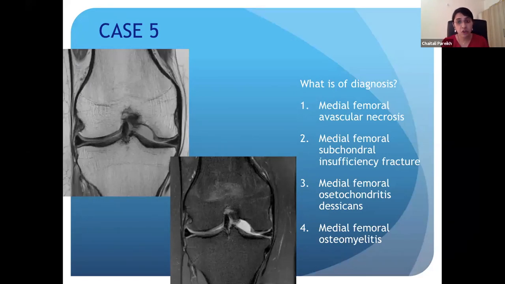Okay, most of you have got it right, which is osteochondritis dissecans. I'm very happy that none of you have mentioned it as avascular necrosis, because that's a very obvious finding and you don't see a geographic area of AVN. And none of you have mentioned it as an osteomyelitis. So that's really good. Some of you have labeled it as a subchondral insufficiency fracture. Please remember, usually when you're labeling a subchondral insufficiency fracture, there should be a lot of marrow edema, at least mild to moderate marrow edema. Otherwise, you don't label it as a subchondral insufficiency fracture.